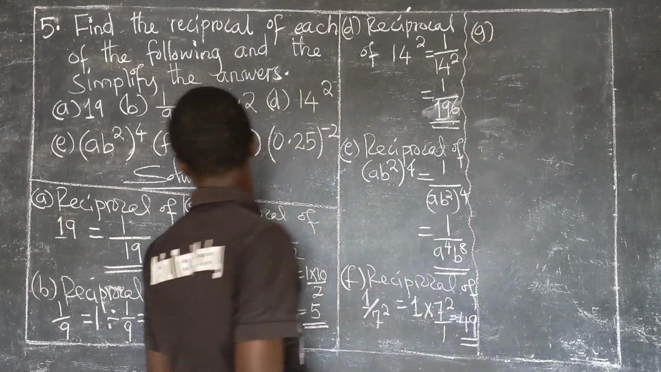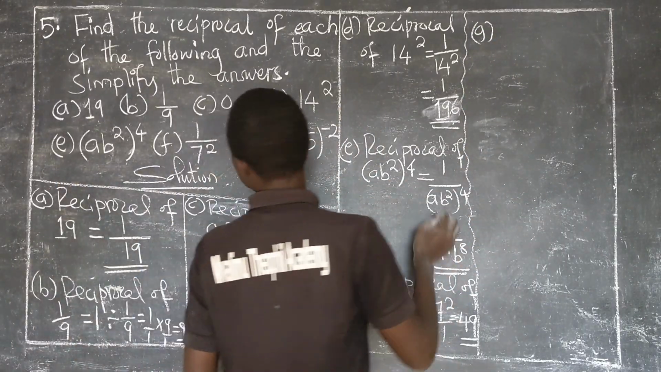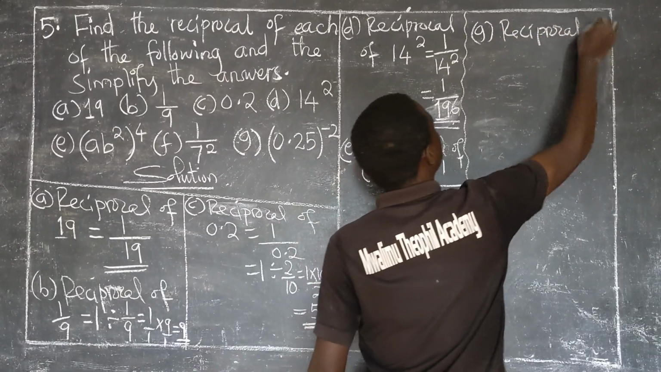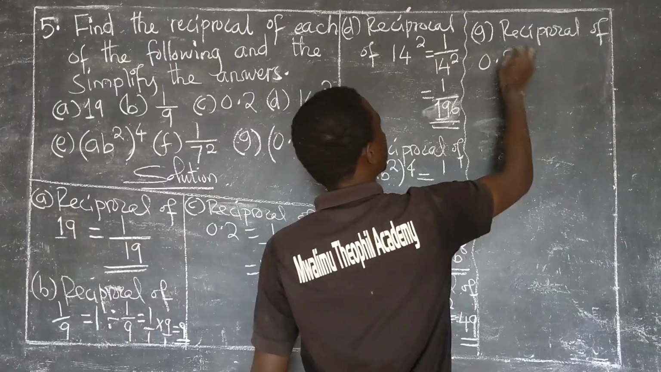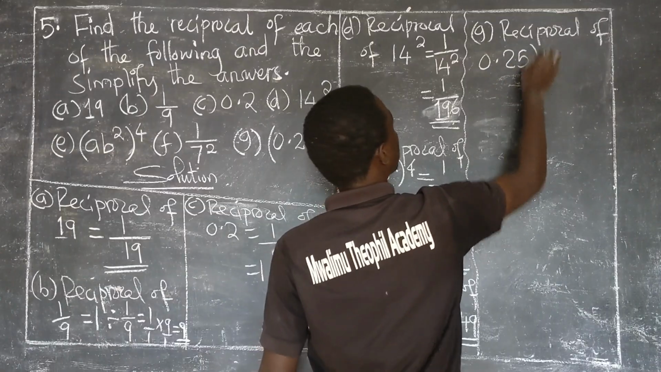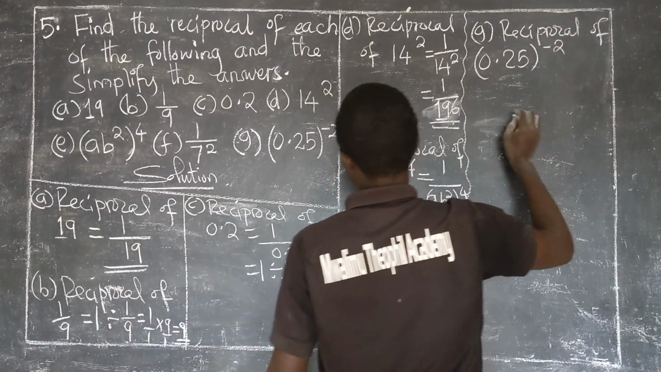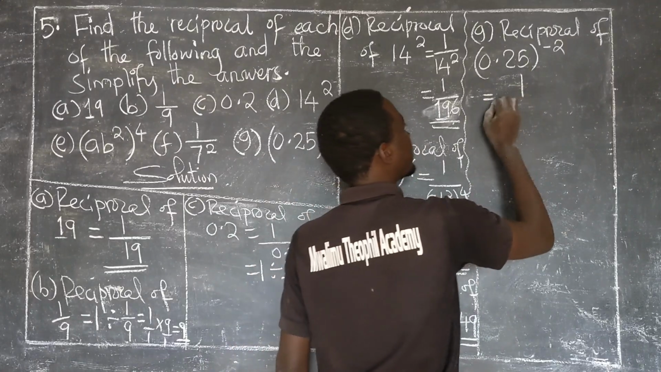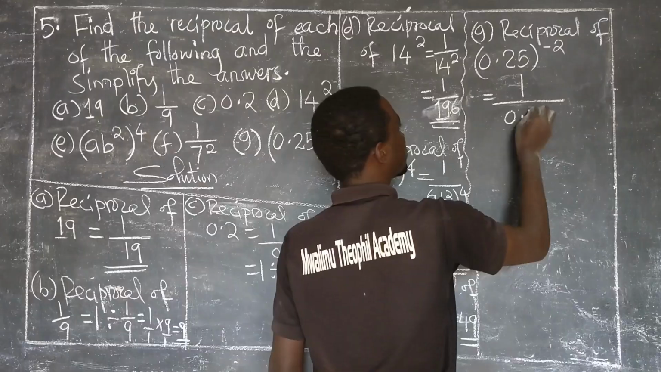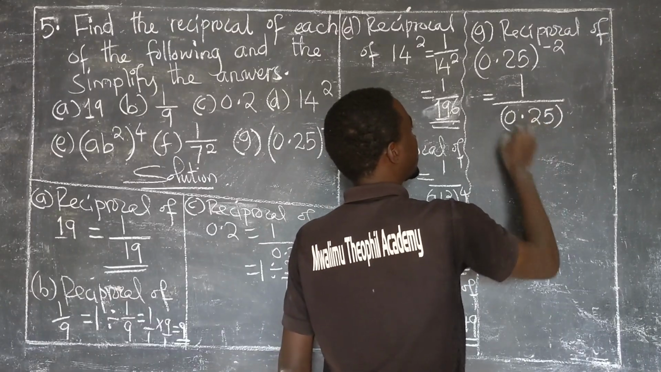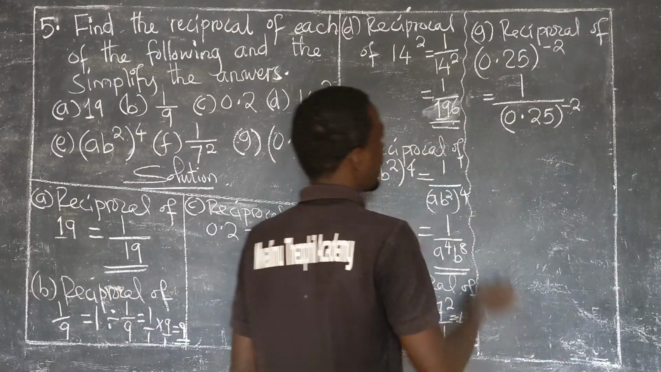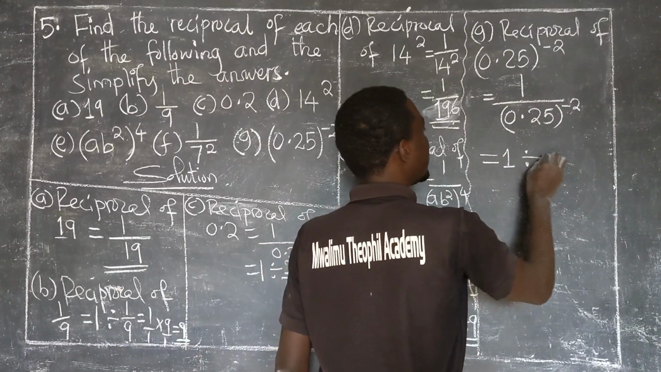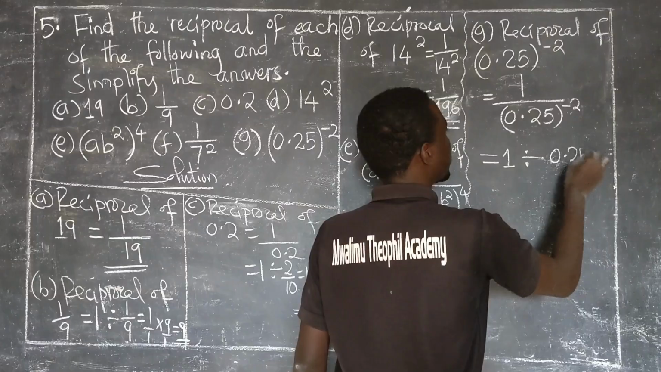G. Reciprocal of 0.25 raised to negative 2. The reciprocal of 0.25 raised to negative 2 will be equal to 1 divided by 0.25 raised to negative 2 as it is. This will be equal to 1 divided by 0.25 raised to negative 2.